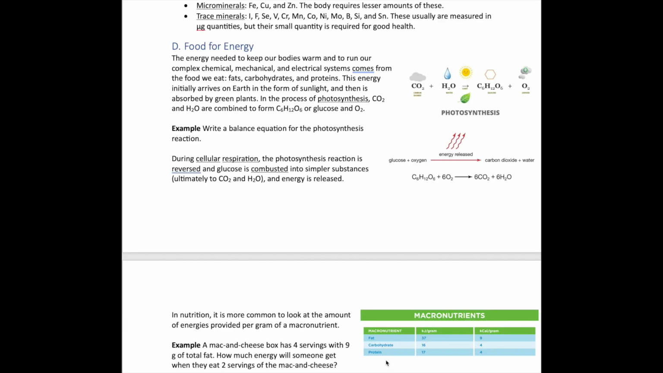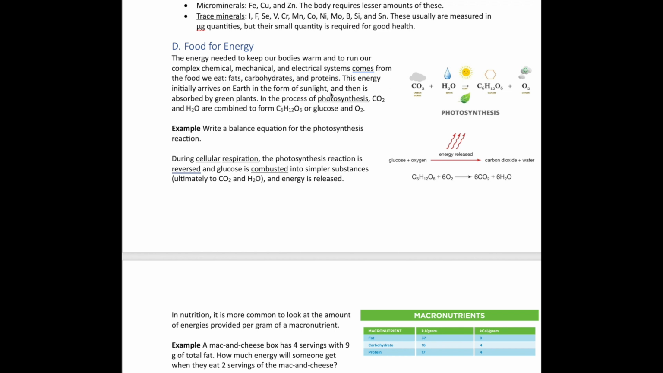A major reason why we eat food is to get energy that comes from the chemical bonds in the substances that are found in different types of food. And the major nutrients that we take in, which are fats, carbohydrates, and proteins, are all sources of energy. All of this energy initially arrives on Earth in the form of sunlight. However, we then convert that sunlight energy into different types of macronutrients.